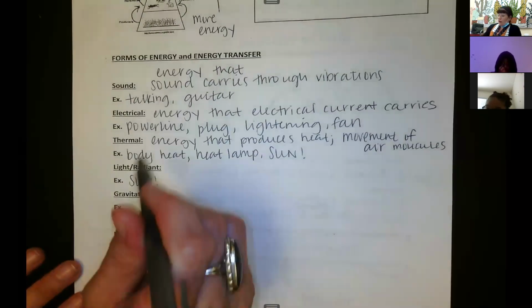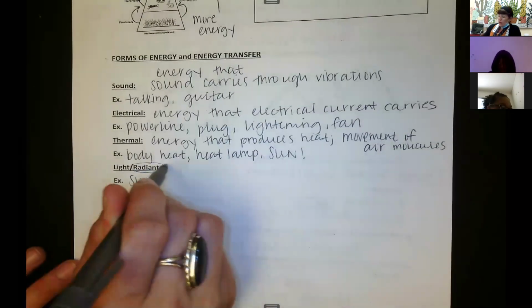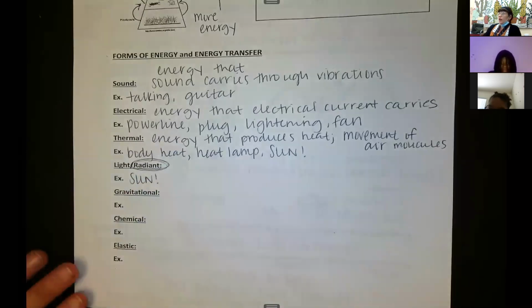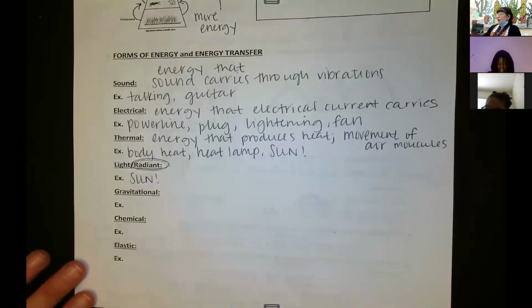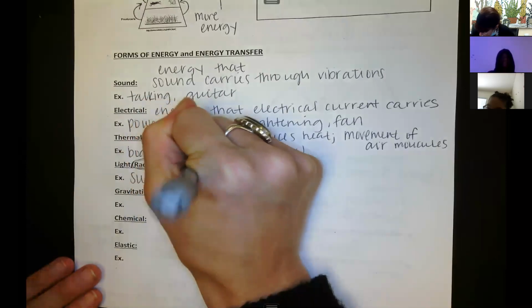What is the definition of radiant energy? You should know this from radiation. Radiation. Christian. Very good.